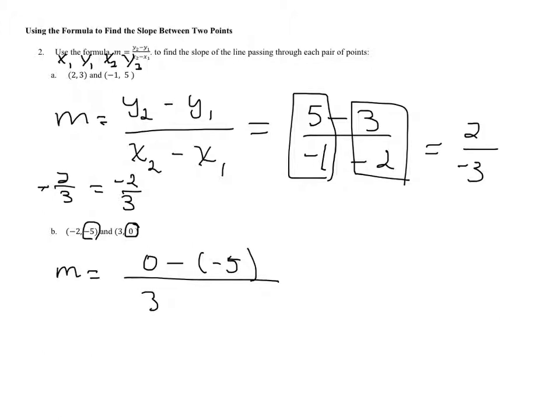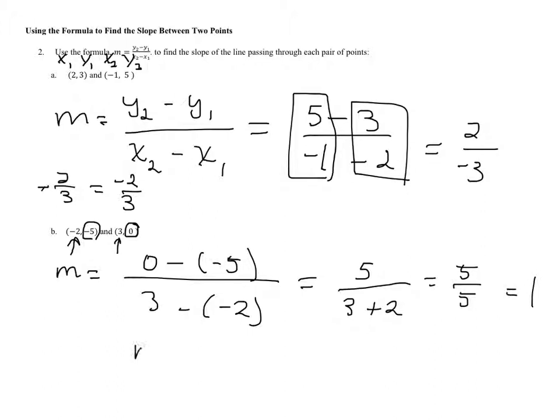3, take away negative 2. 3 is the X coordinate of the second point. Negative 2 is the X coordinate of the first point. So 0, take away, so you're going to change your signs. So it's going to be 5. So 3 add 2. So this is 5 over 5. We would never leave it like that. So the slope is equal to 1.